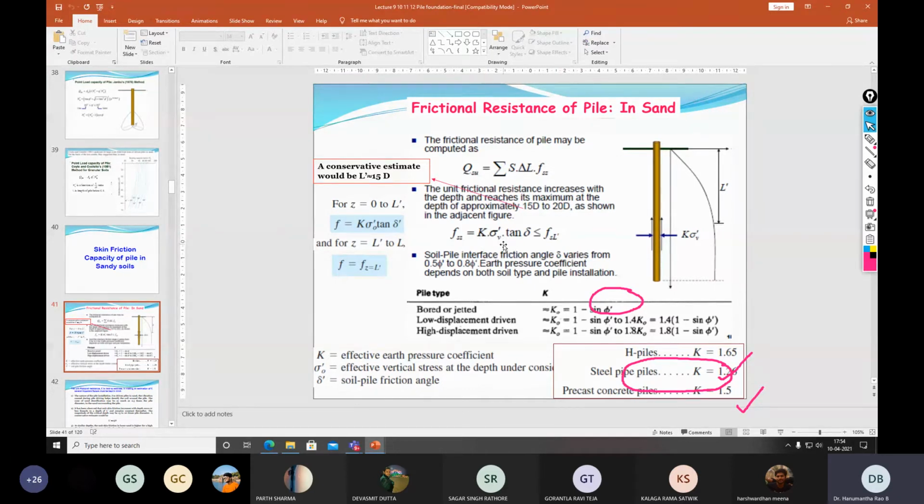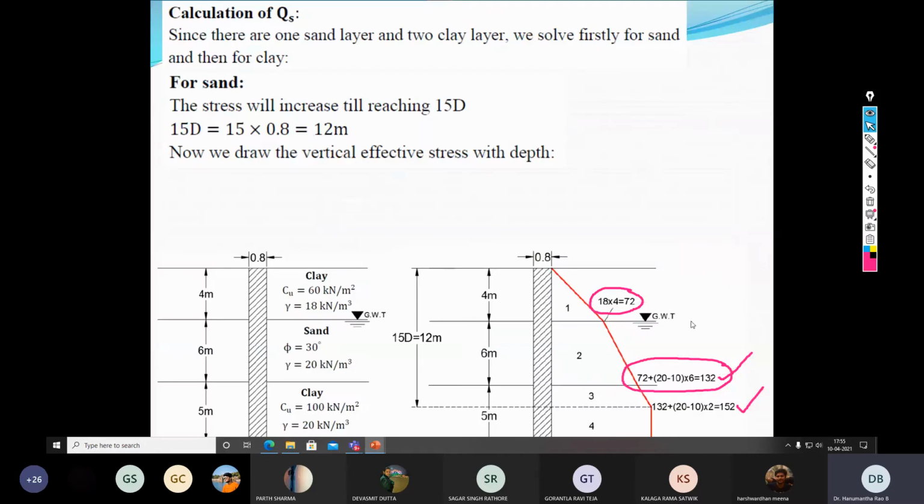K into sigma V dash into tan delta, which should be less than or equal to the FSL dash, that is the limit corresponding to 15 times D. But here is the crux of the problem: your Fz and this FSL dash, the limit, is falling below the sand layer. So this is the most important. Why was I calculating up to 15 times D?